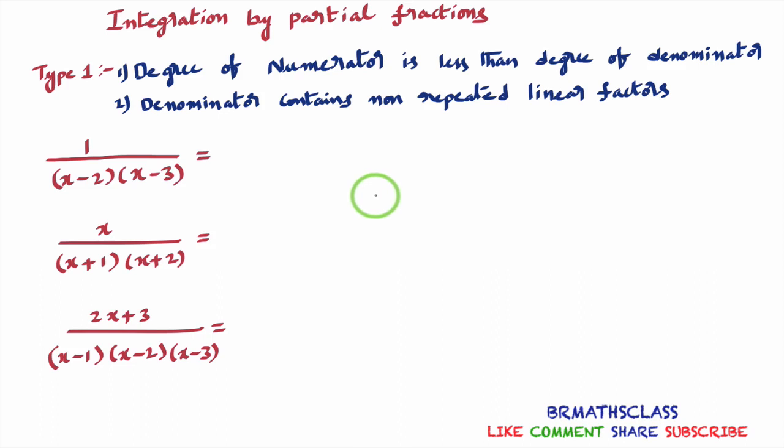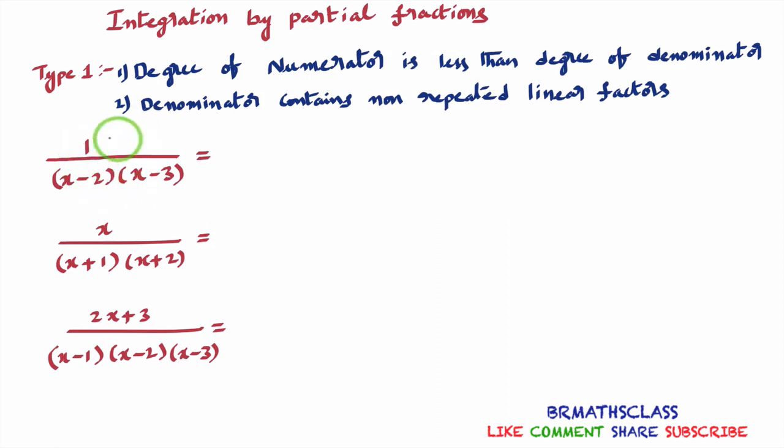Here I divided these problems into 4 types. You see, these are type 1 problems. And here you can observe these are rational functions. You can observe all these rational functions. Here 2 conditions are satisfied by all these rational functions. What are those 2 conditions? First condition, degree of numerator is less than degree of denominator.